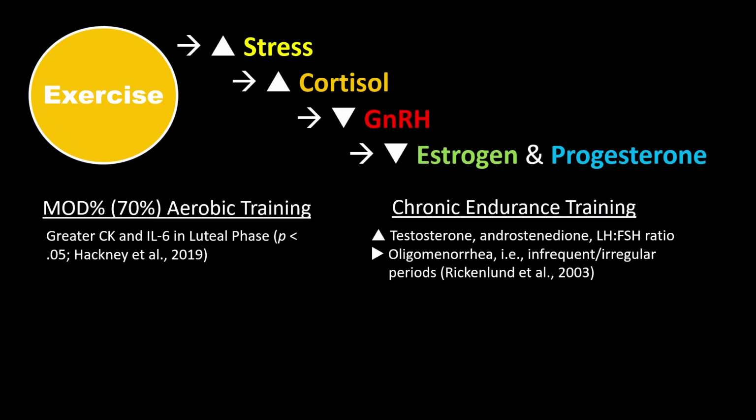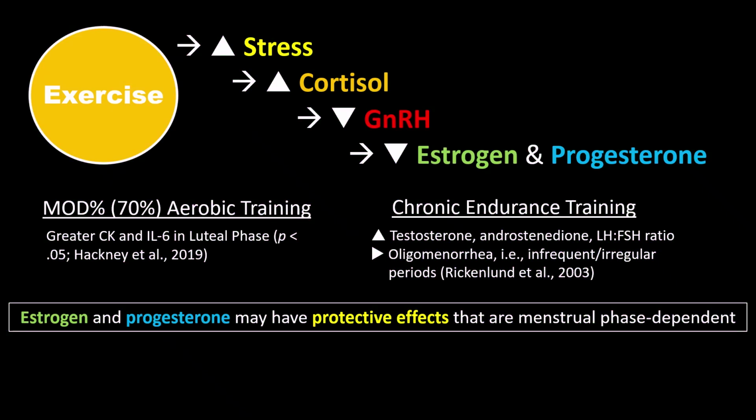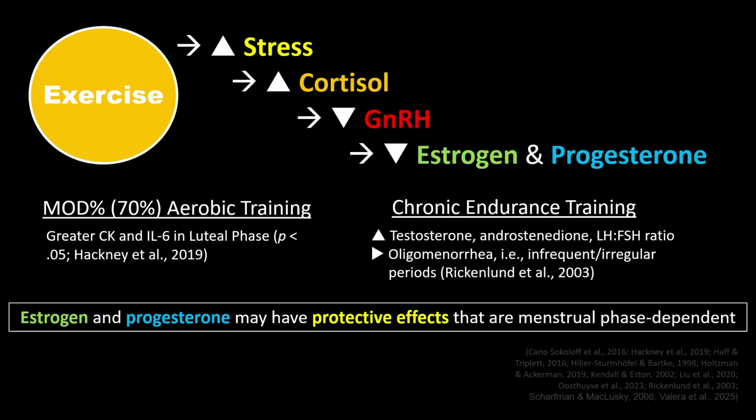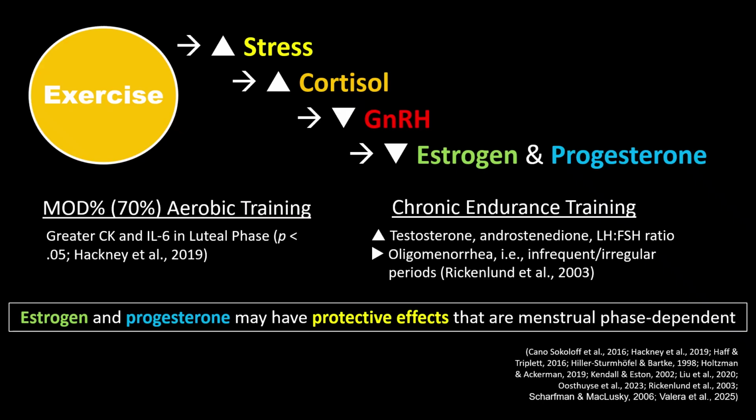Then chronic endurance training, as far as the HPO axis is concerned, we'll see an increase in testosterone, androstenedione, and the luteinizing to follicle stimulating hormone ratio. It can also result in infrequent and irregular menstrual periods, otherwise known as oligomenorrhea. Oligomenorrhea. We're going to go with O, because that's how English works. Oligomenorrhea. And estrogen and progesterone may have protective effects that are menstrual phase dependent.